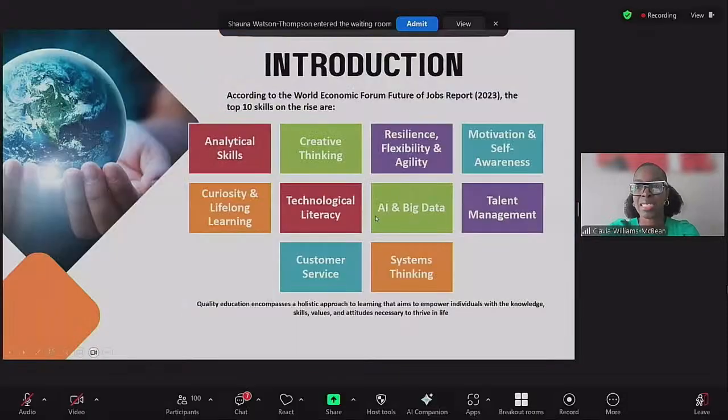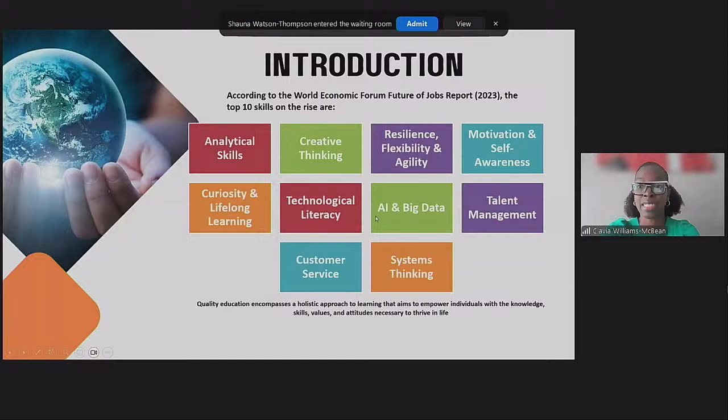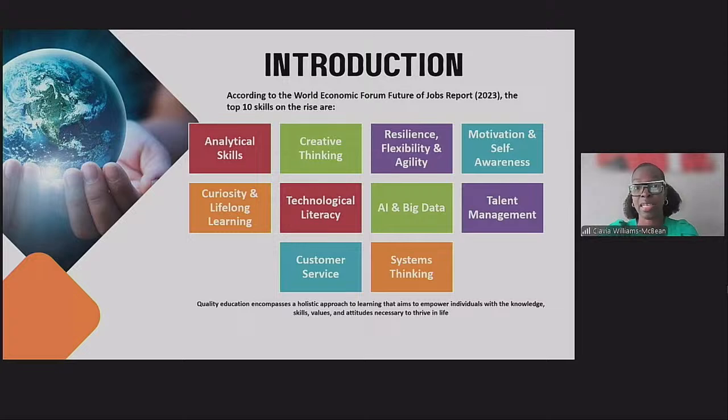Now, what is it that our society currently needs? Looking at the World Economic Forum Future of Jobs report for 2023, they've highlighted the top 10 skills that the society or industry players say they need. We see analytical skills, we see creative thinking, we see resilience, flexibility, and agility. We see systems thinking, which is a sustainable development competence, customer service, AI, technological literacy.